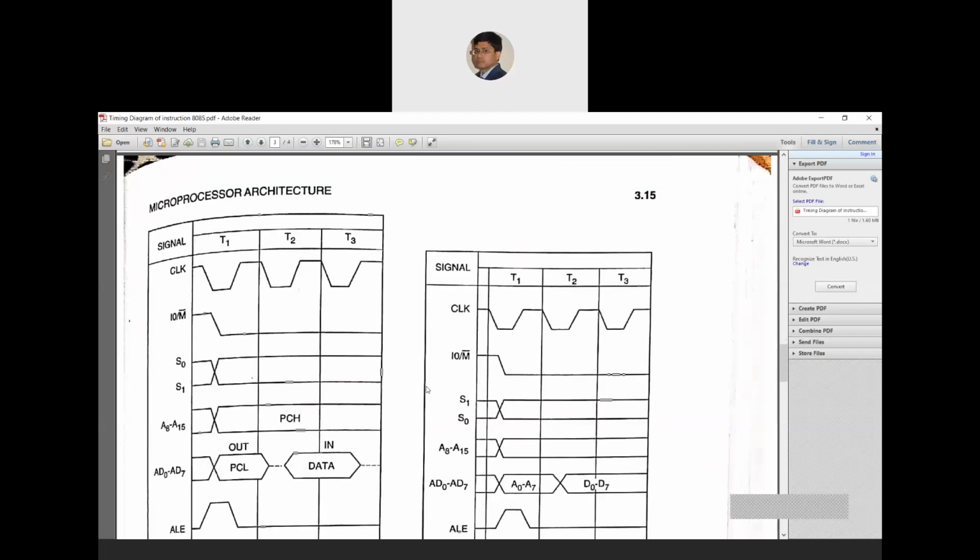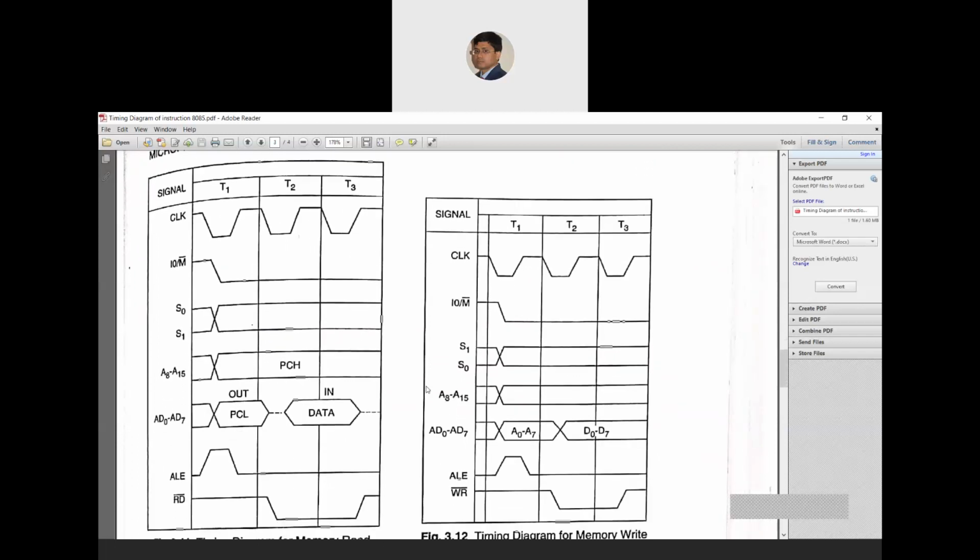Side by side you can also see the diagram for memory write, right? But first, memory read. What is the combination required for S1 S0 for a memory read operation? It is 1 0. So S1 is 1 and S0 is 0.